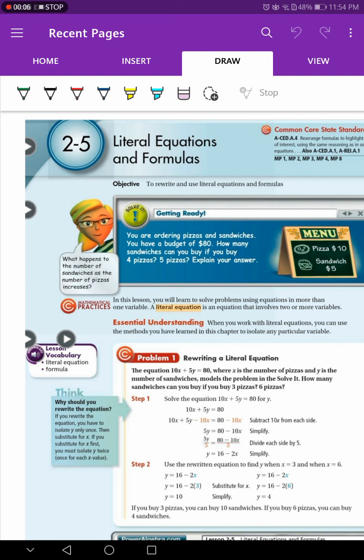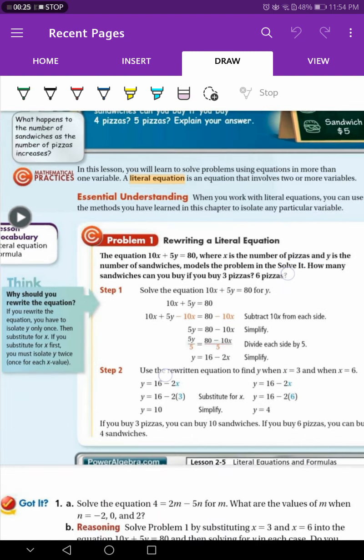Our lesson today is 2-5, literal equations and formulas. First of all, let us learn the meaning of literal equations. It is an equation that has two variables or two letters. A literal equation is an equation that involves two or more variables. That means it has two letters, my dear student.